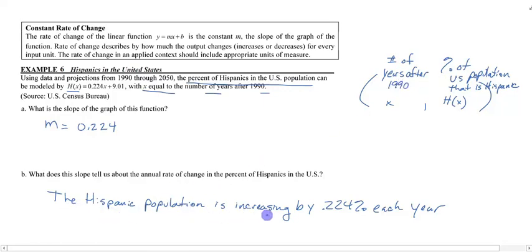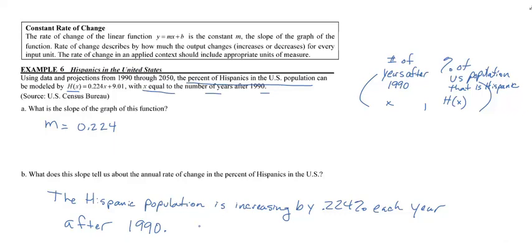The Hispanic population is increasing by 0.224% each year after 1990. Before then, the trend could have been different. So we do have to qualify that by saying that this is each year after 1990. That's what this model was based on, the years 1990 through projections through 2050.